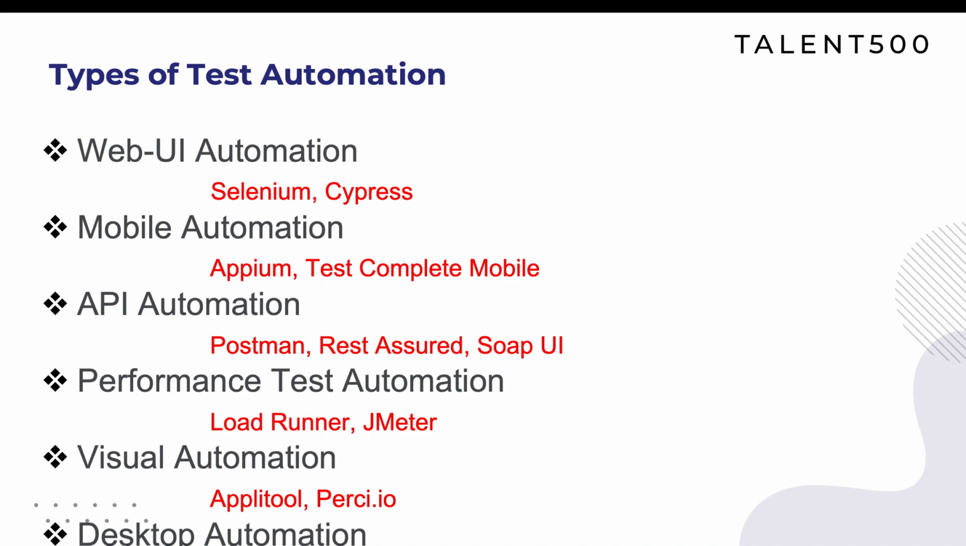So what is UI automation specifically? UI means user interface, right? It is the front end of an application that facilitates interaction with users on their screens, right? So user interface is basically the front end, what we see. Now you are seeing this page, right? Types of test automation, Talent 500, everything is written. This is the UI, user interface.